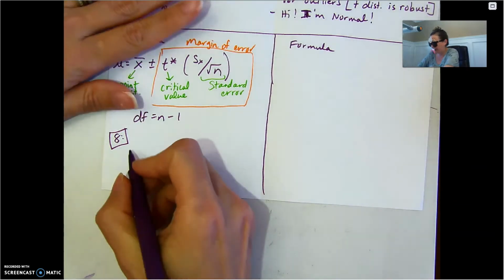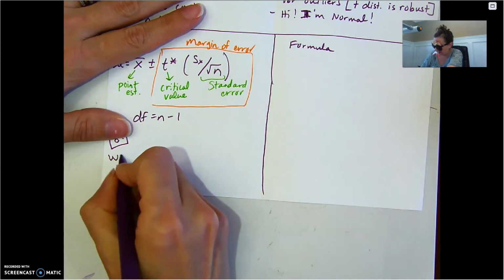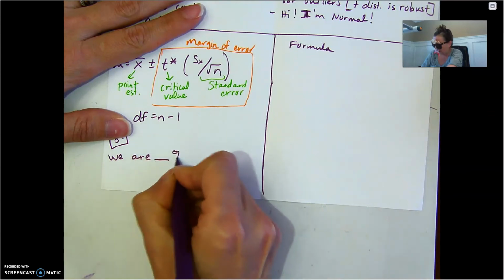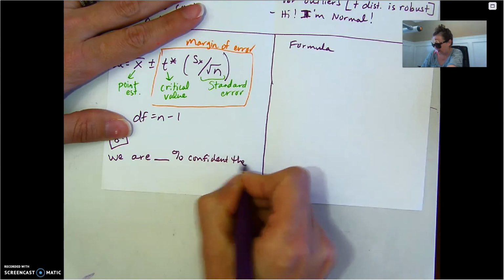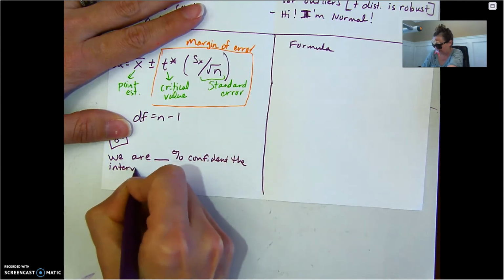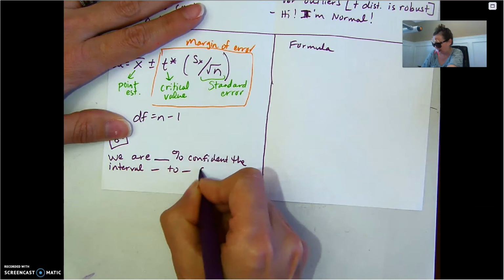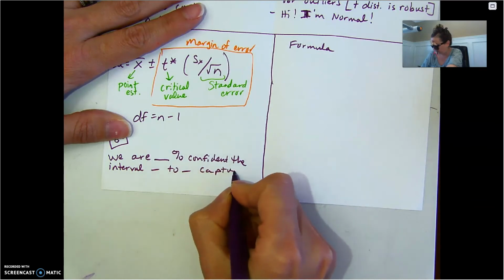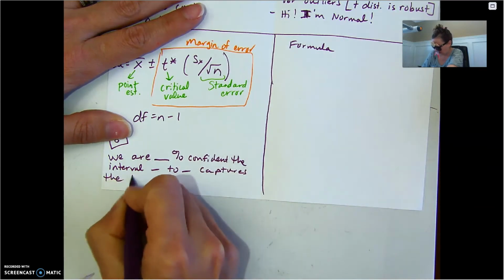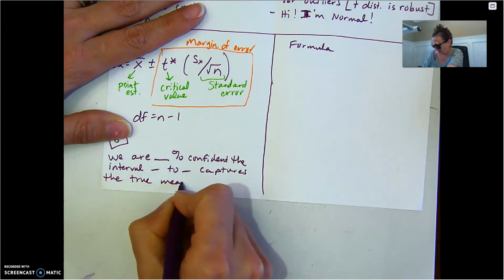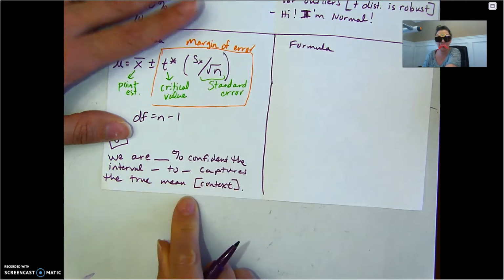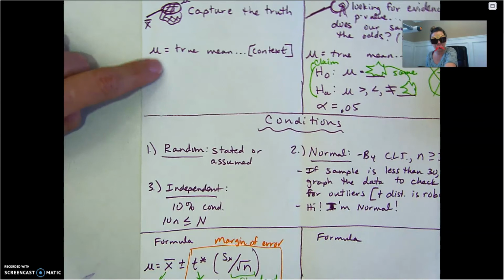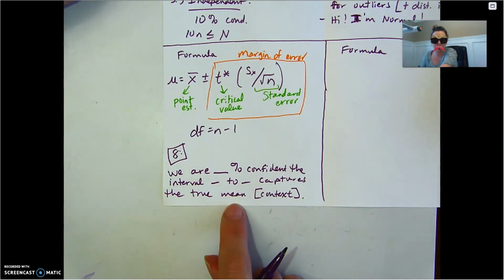All right, so final answer with your sentence. We are blank % confident the interval blank to blank captures the true mean, and then whatever the context is that you started this problem with. Remember, these are nice little sandwiches. Whatever your opening line is up here, you're going to use that down here for your closing line.